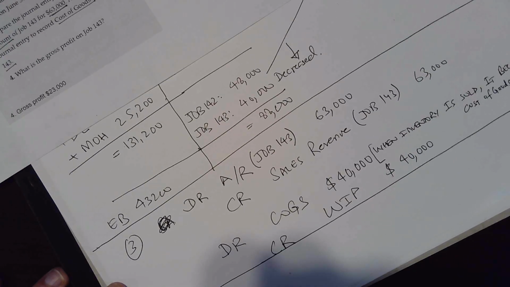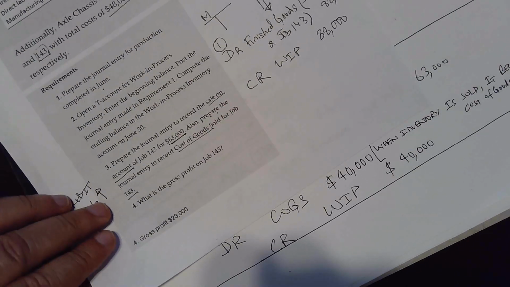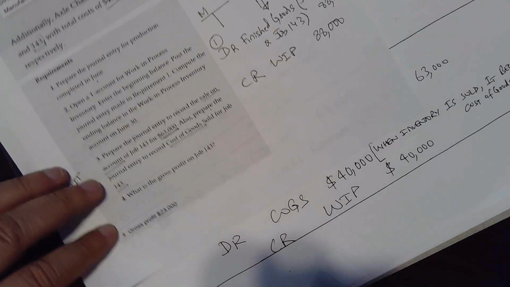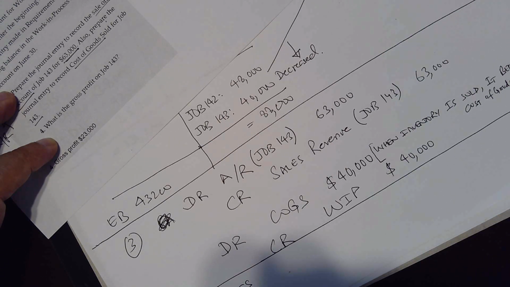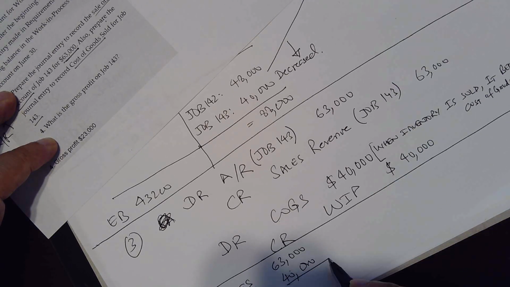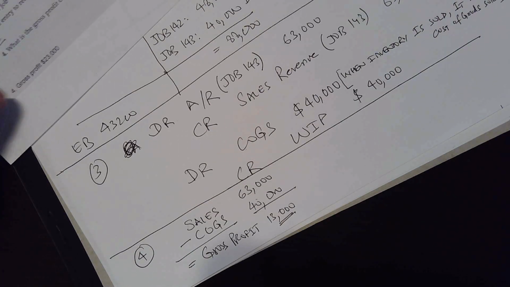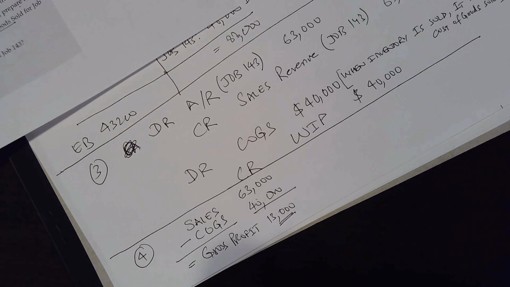The fourth point that is asked over here is, what is the gross profit? You know the formula of gross profit is sales minus cost of goods sold equals gross profit. We know that the sales is 63,000. We know the cost of goods sold is 40,000. So our gross profit is going to be 13,000 in this scenario.